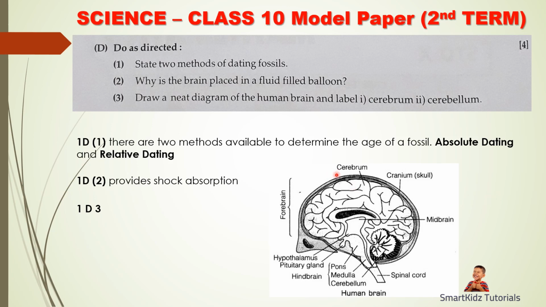Main things to remember in the brain are cerebrum, then you have your cerebellum or your medulla, hypothalamus, pituitary gland. It is possible that they may come for the exam.